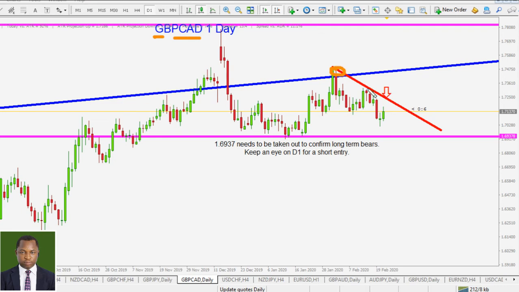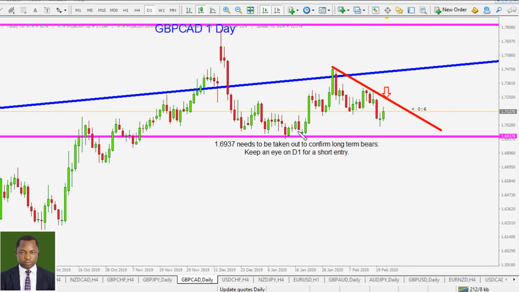we got a trend line. Price is bouncing in the daily time frame, and this is now a heavy resistance zone in our opinion, and we are hoping to see the price push to the downside. Now look at this. I have made a comment that 1.6937 needs to be taken out to confirm long-term bears. This is the level.